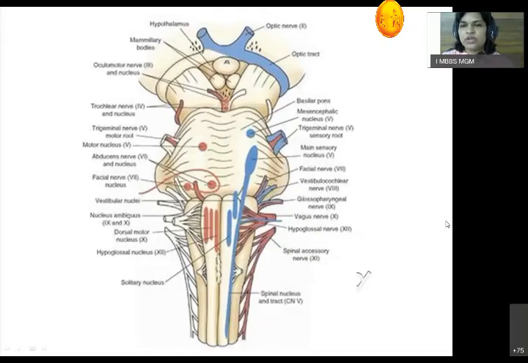So this is the ventral aspect of the medulla or the brainstem, which we can see. Uppermost is the midbrain, the middle one is the pons, and the lower part is the medulla. Same as the spinal cord, this medulla is also divided by some fissures into right and left halves: the anterior median fissure and the posterior median sulcus.